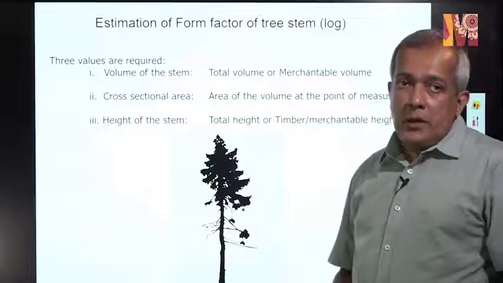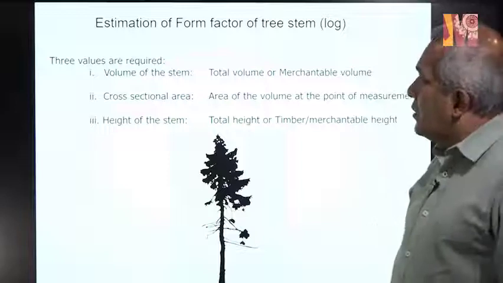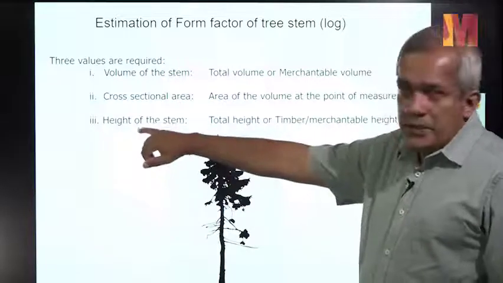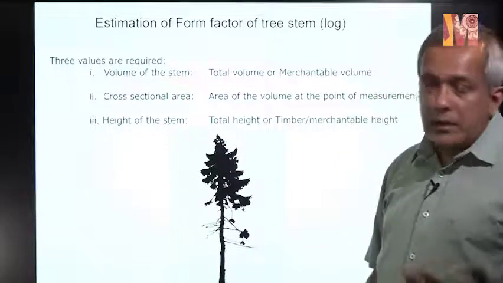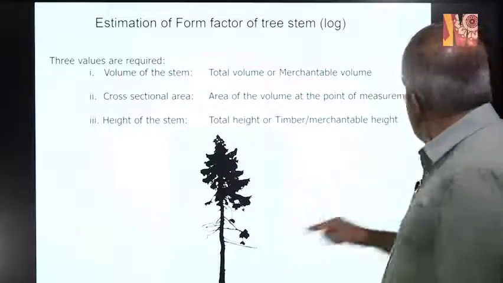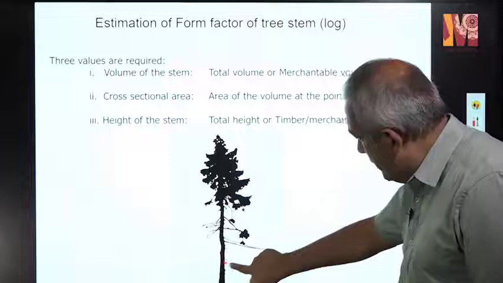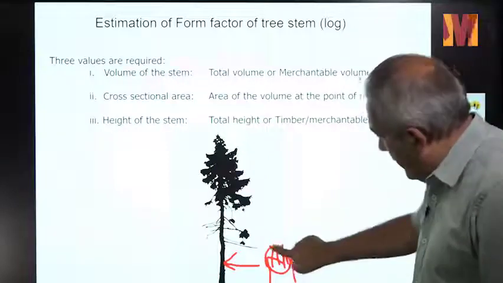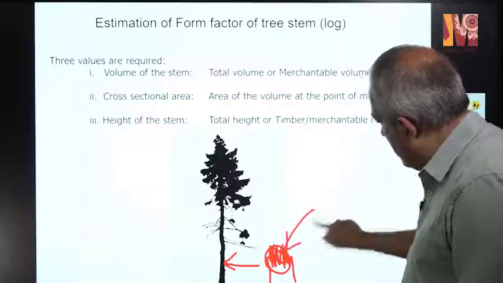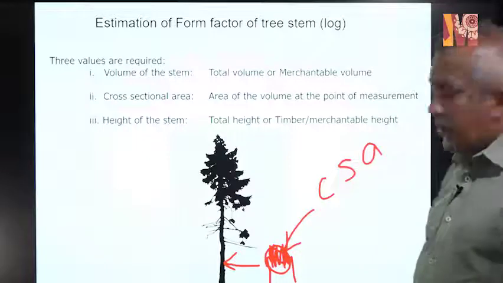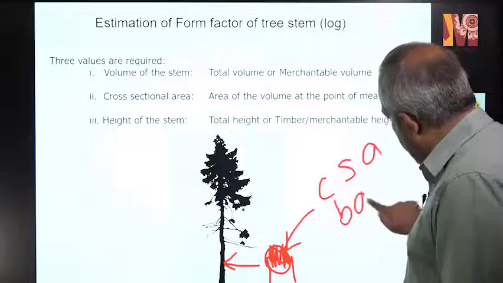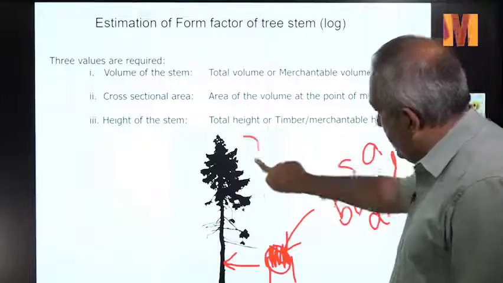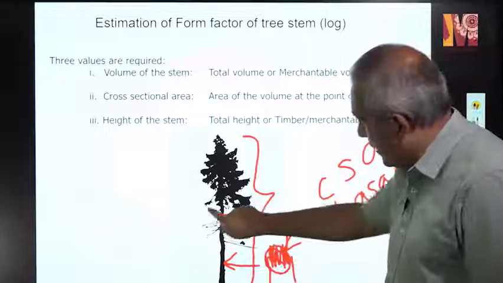Now, the three parameters you need to estimate to quantify the form, which is the form factor, are the volume, the cross-sectional area and the height of the stem. Volume you have to estimate for the log by different methods which we will be talking about. Cross-sectional area is the area at a certain place of the tree, and this is the top view of the stem when you cut it, and the area of that part is called the cross-sectional area, or the familiar term for you, basal area. And the height, if it is the total height, this is the height. If it is a log height, which is cut somewhere here, that could be a different height.